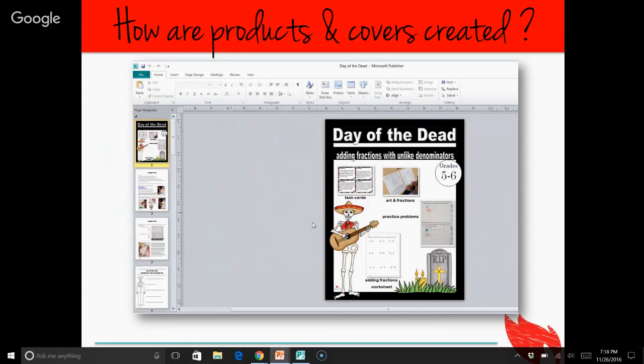But this is what I use in Publisher. Also, it makes it easy. If I want to create another product with this same cover, all I have to do is go back in and delete these text boxes. Also, when you're creating products, try to be authentic.